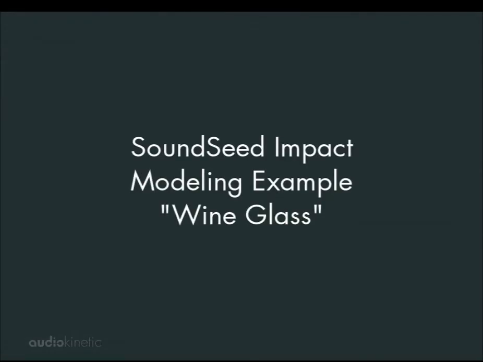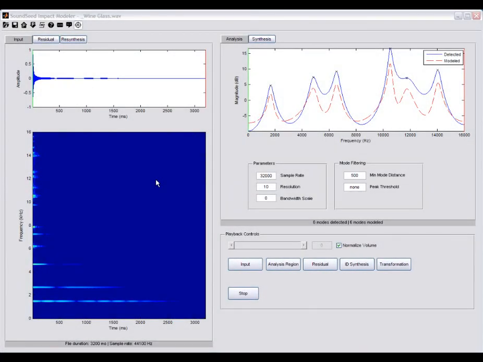So, let's now take a closer look at the SoundSeed Impact Modeler and walk through the creation of actual models. The sound made when hitting a wine glass falls into the category of highly resonant sounds. Given the pure tones of this particular resonance, this sound is probably the most ideal and easy to model. The modes of resonance clearly appear in the input sound spectrogram. Let's listen to the input sound.